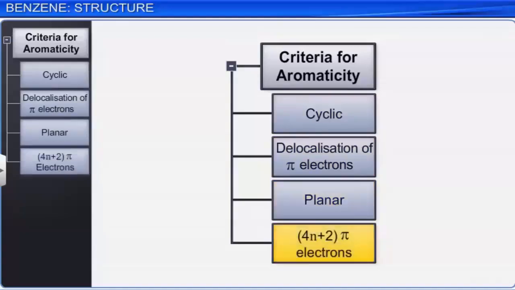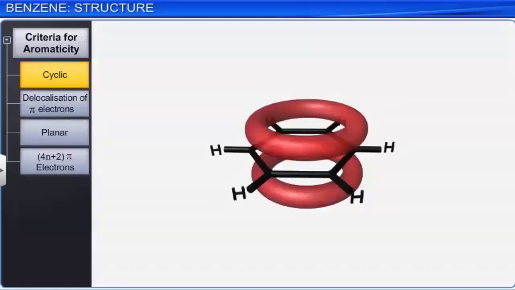Let's discuss each in detail. Let us look at the first essential property that is required. The molecule should contain a cyclic cloud of delocalized pi electrons. For delocalization of pi electrons, the ring must be planar to allow cyclic overlap of the p orbital.